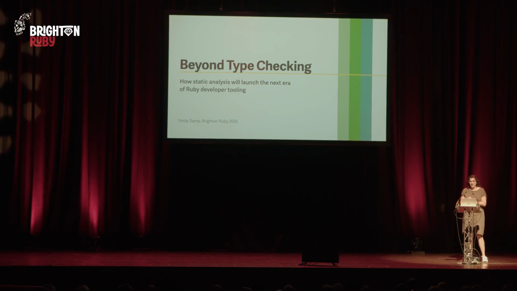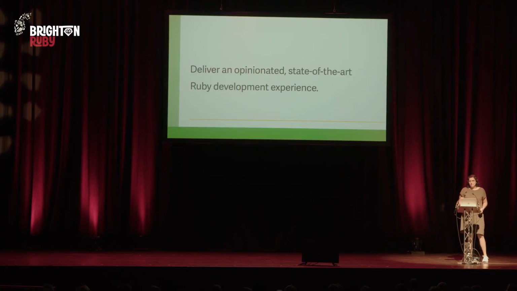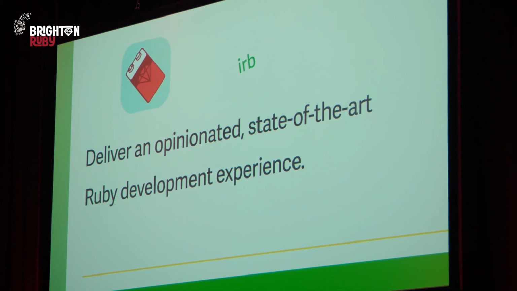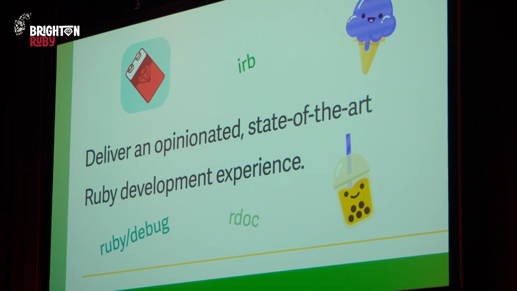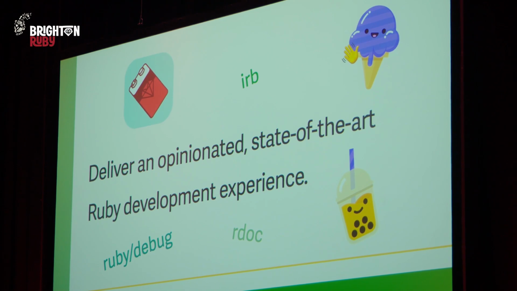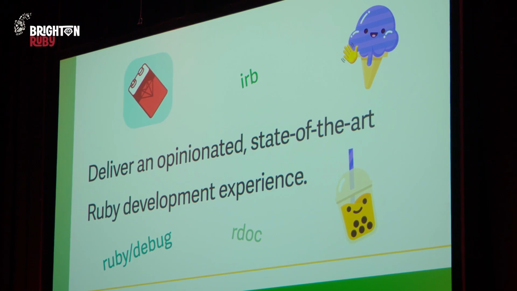My name is Emily Samp, and I am the engineering manager of the Ruby Developer Experience team at Shopify. As a team, our goal is to deliver an opinionated, state-of-the-art Ruby developer experience, both to Shopify developers and to the Ruby community. To do that, we build and maintain various developer tools, such as the Ruby LSP, IRB, Ruby Debug, RDoc, Tapioca, and Sorbet, which is what I'm going to be talking about today.